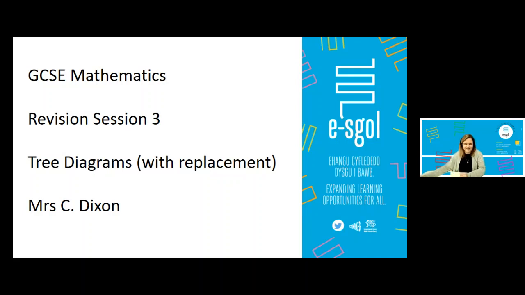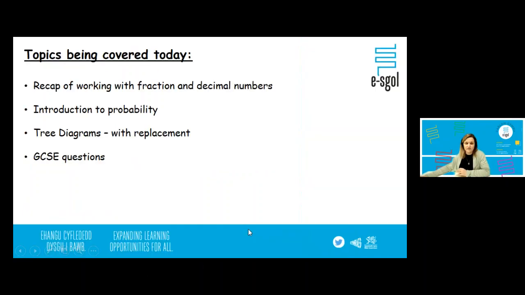Thank you, Mr. Casey. Hi, and we are going to look at probability today. This is a topic that is very relevant to our maths GCSE, and we're going to specifically look at tree diagrams. Then next week we're going to go on to some conditional probability, which will involve some tree diagrams, but some worded questions as well.